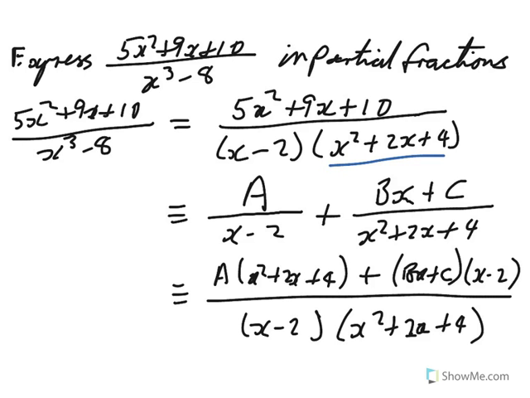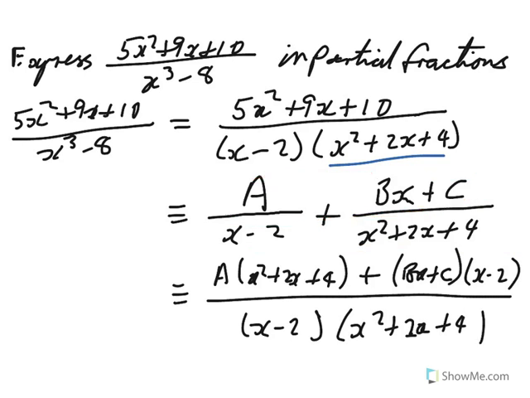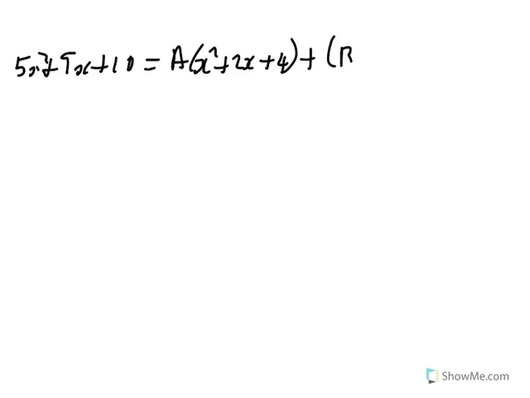Alright, so now we have a look at, we know our denominators are the same, so that means our numerators, this numerator and this numerator, have got to be the same. So our numerators: 5x squared plus 9x plus 10 is equal to a times x squared plus 2x plus 4 plus b times x plus c times x take 2.